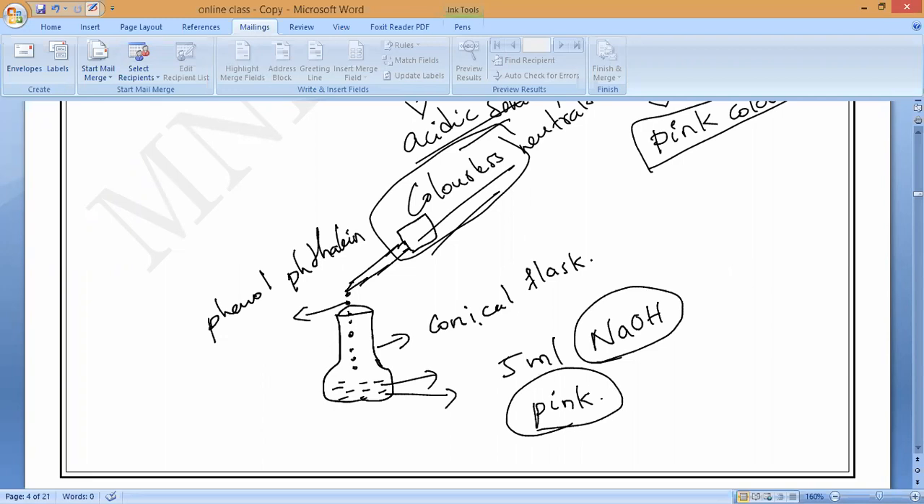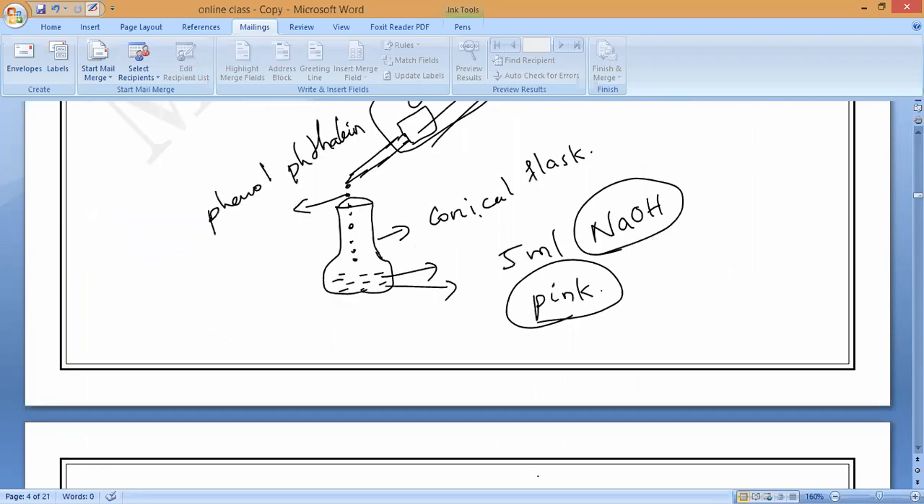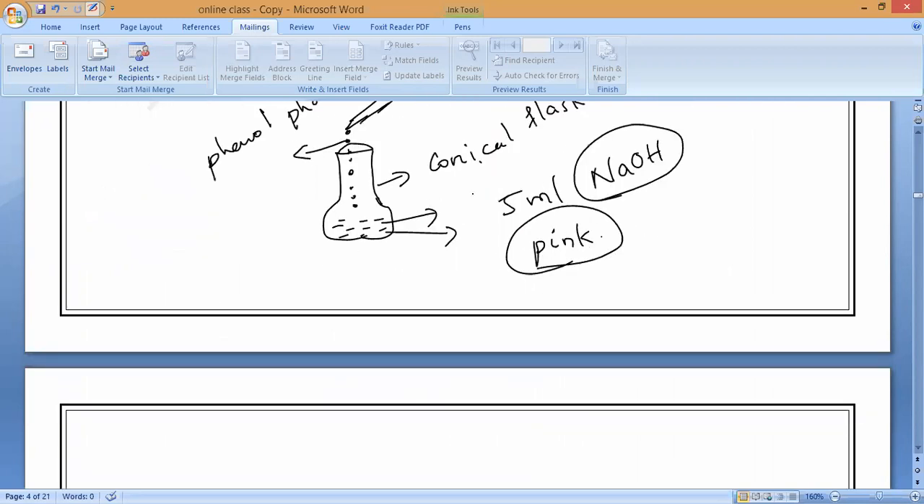Now add dilute hydrochloric acid to the above. After adding the indicator, keep it aside. Now you have to pour hydrochloric acid in this. Understanding? Again, with the help of a dropper, drop wise only. Everything we have to add drop wise, hydrochloric acid.